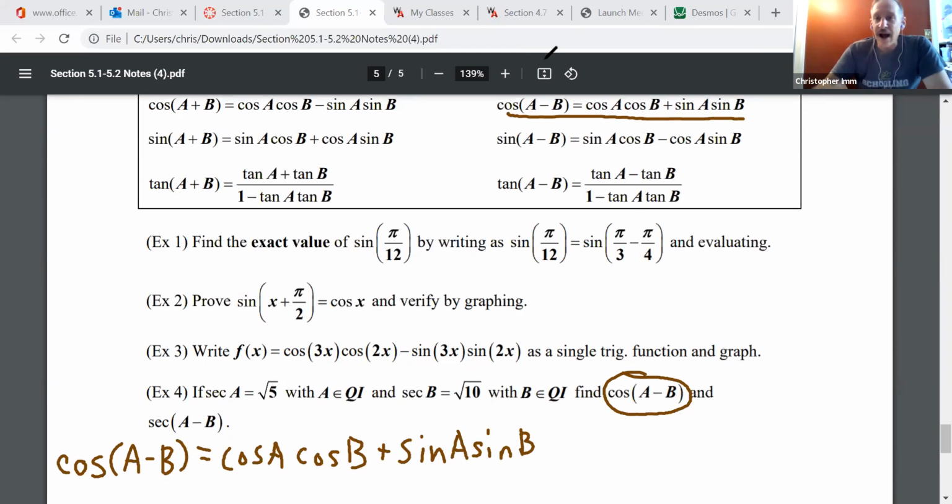Okay, so I have information on A. I have information on B. But I don't have the information that I need. So from seeing that secant of A is square root of 5, can I find cosine or sine of A from that information? What do we think, Ali? So we have secant of A is equal to square root of 5. Can we use that to find cosine or sine?